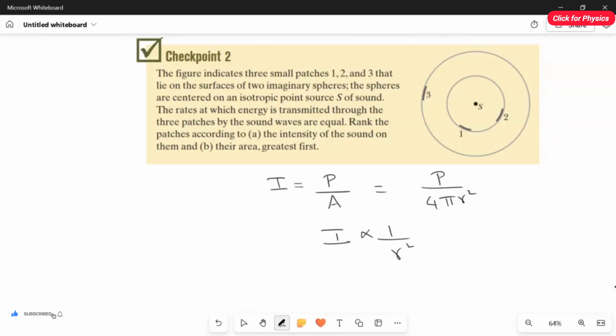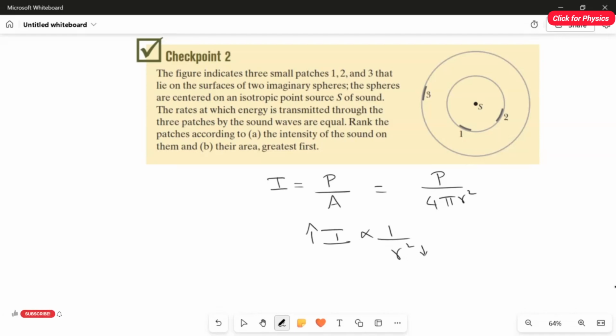So let's see the figure. If you consider the first imaginary sphere, the distances from the point source S to points 1 and 2 are equal. That means the intensities at points 1 and 2 are exactly the same. And when you see the third patch, the distance from the point source to point 3 is greater. So if the intensity is increased, the distance should be smaller. But the intensity will be weaker if the distance is greater. So it has an inverse relation.